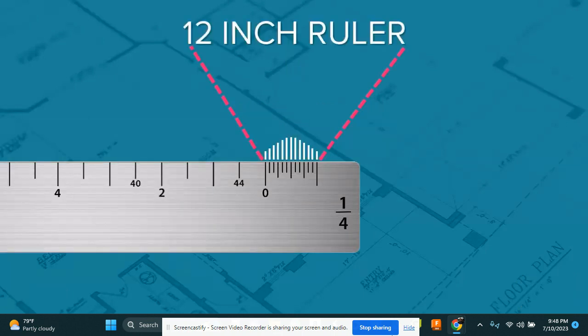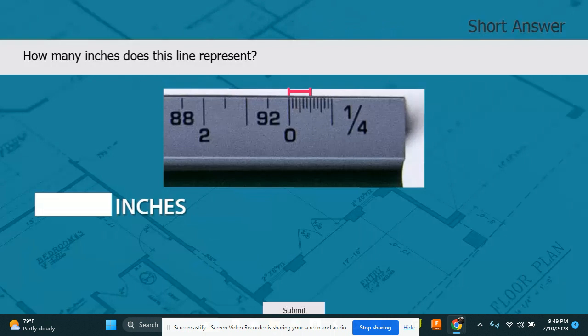Notice that the inches portion of the architect's scale is really just a representation of a 12-inch ruler. The key to understanding how to use an architect's scale is to figure out the value that each small tick mark represents on the inches side. In this example, there are 12 tick marks. Remember that the inches side represents 1 foot. Because this scale has 12 marks, each one must represent 1 inch. How many inches does this line represent?